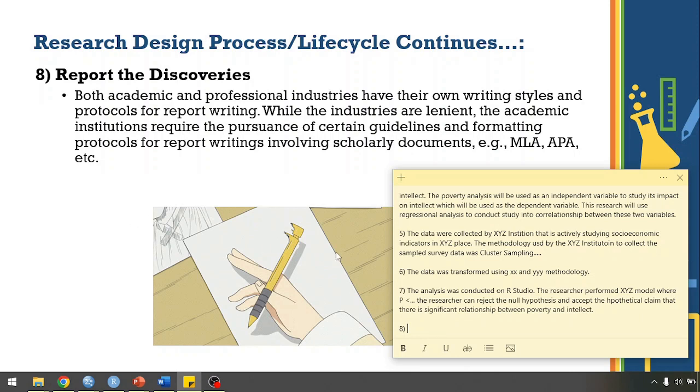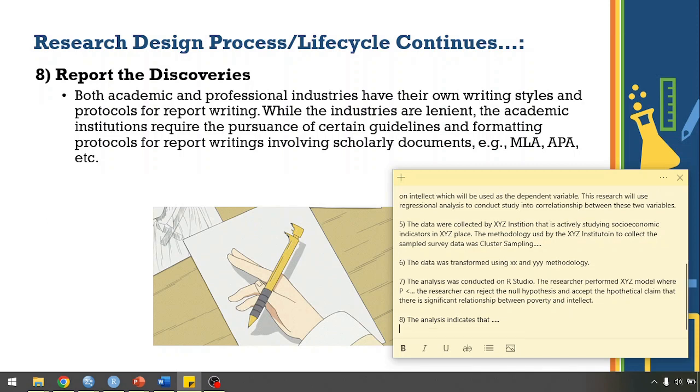So step 8 could go something like: the result of this analysis, or the analysis shows or indicates that, and whatever it is, just a brief of everything that you have mentioned in steps 6 and 7 will come here. Step 8 is also where you're going to suggest additional research on top of what you have done.